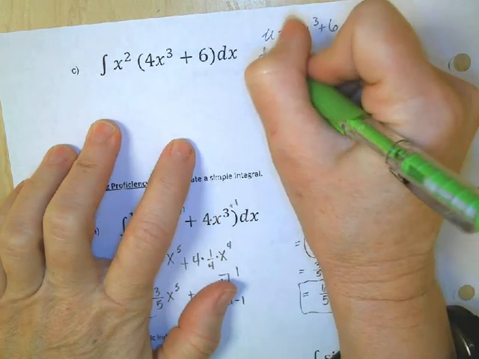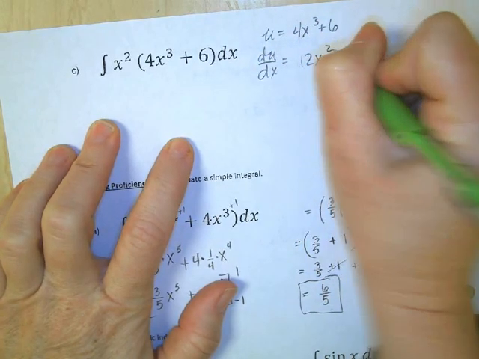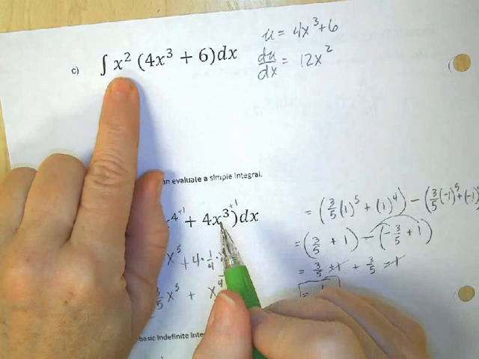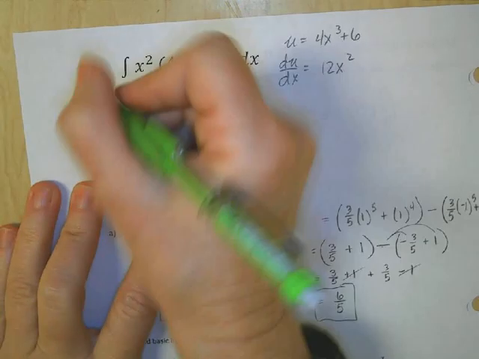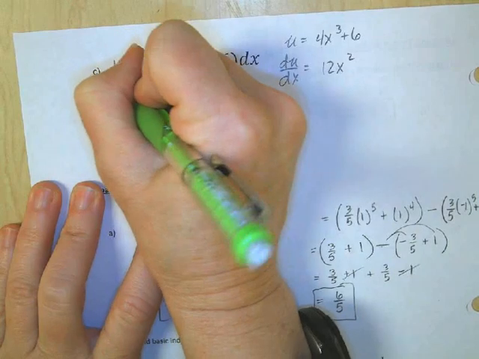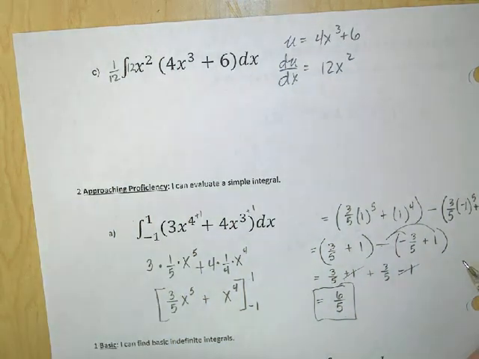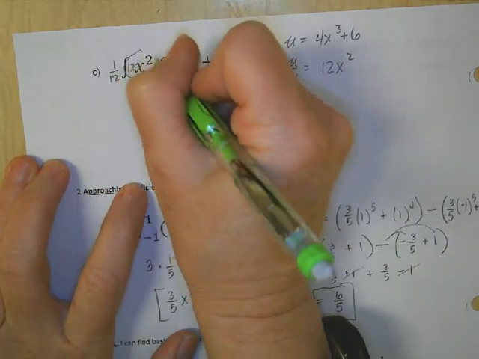So my du/dx is equal to 12x squared. I don't have a 12x squared, so I need to put in my 12. So I'm going to put my 12 here. To counteract that, I need to multiply by 1/12, because 1/12 times 12 is 1. We're allowed to multiply by 1. So this is my du/dx.